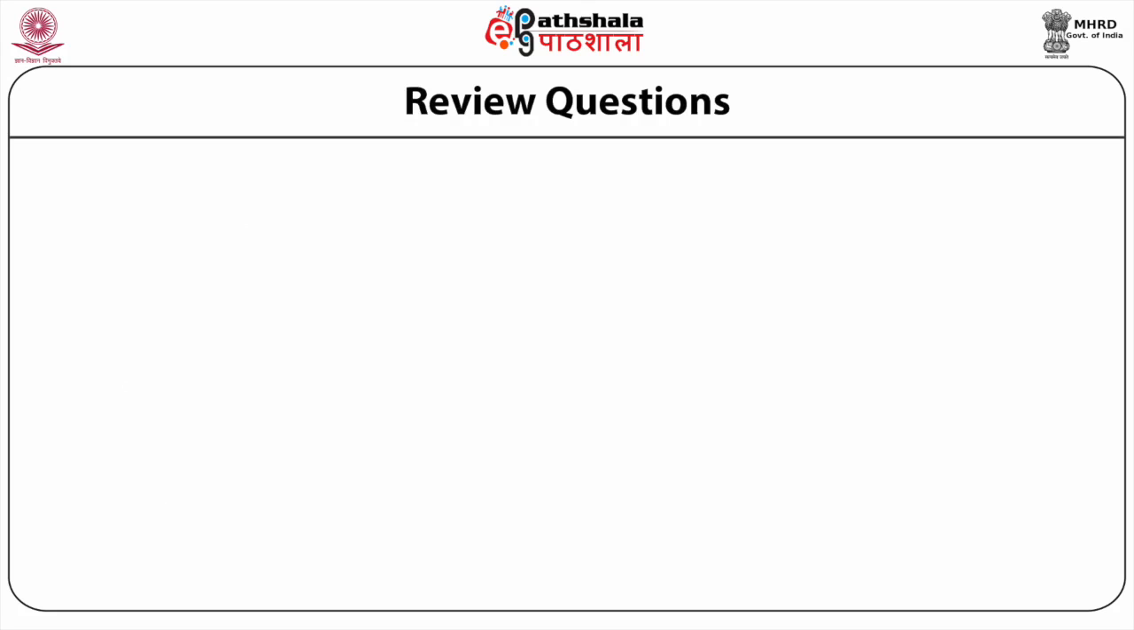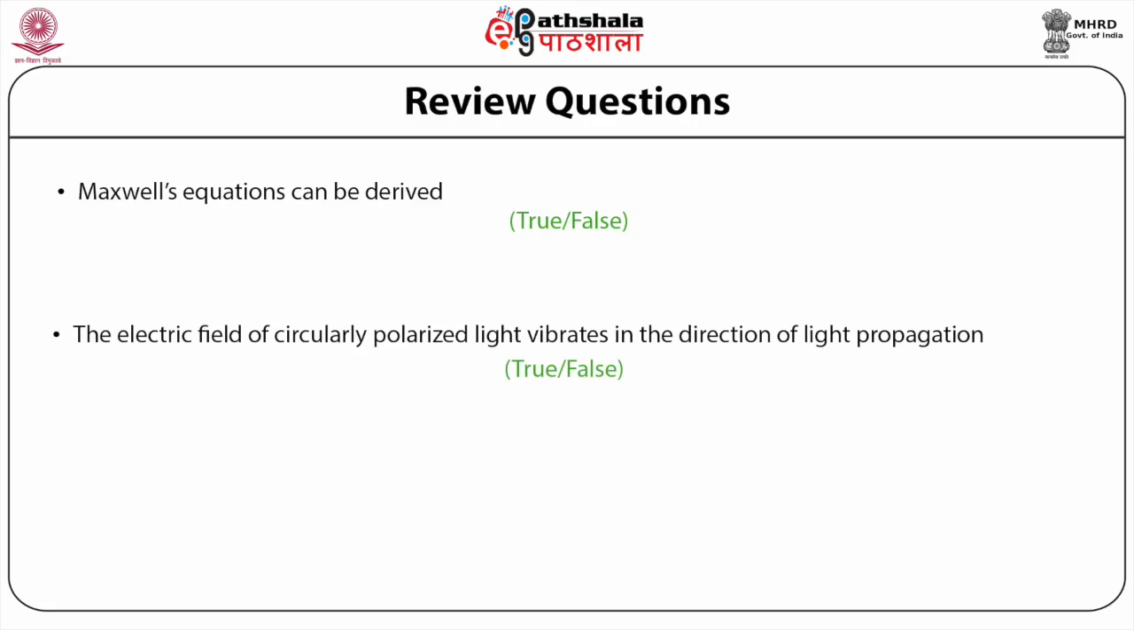Here there are some review questions for you to help you understand how much you have learned from this module. The first question we put here is, can Maxwell's equations be derived? The second question we ask is, the electric field of a circularly polarized light vibrates in the direction of light propagation. Is this statement true or false? The third question that we ask is whether laser is a coherent source of light or not.